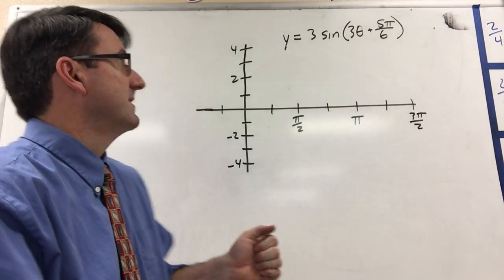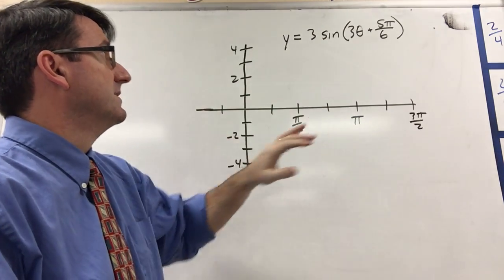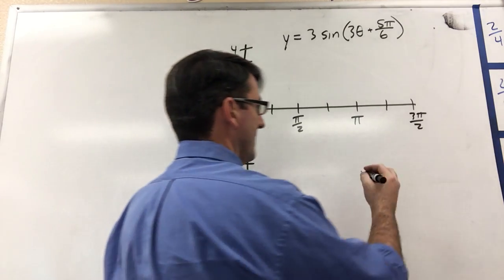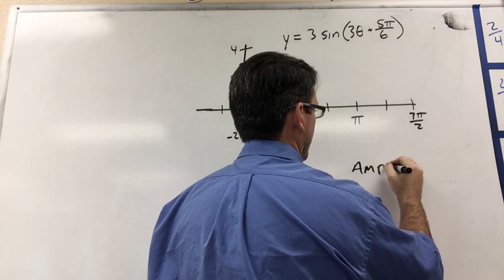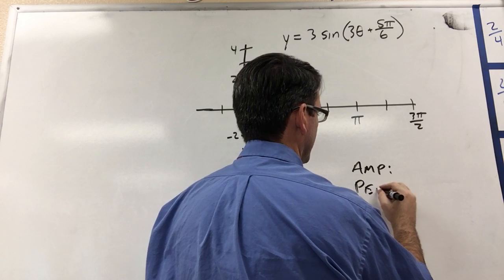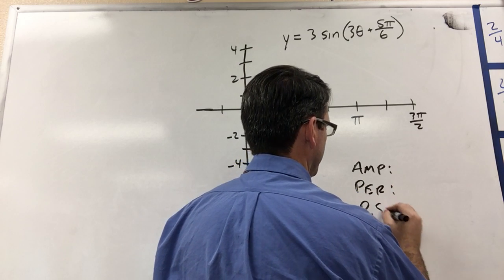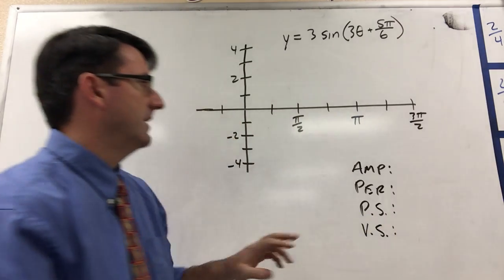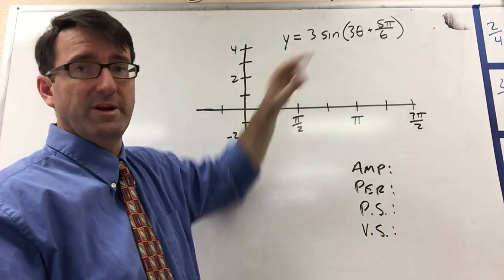All right, number 9 asks us to graph this function. So the first thing we want to do with these is figure out the amplitude and the period and the phase shift and the vertical shift. So for this one, the amplitude is going to be 3.